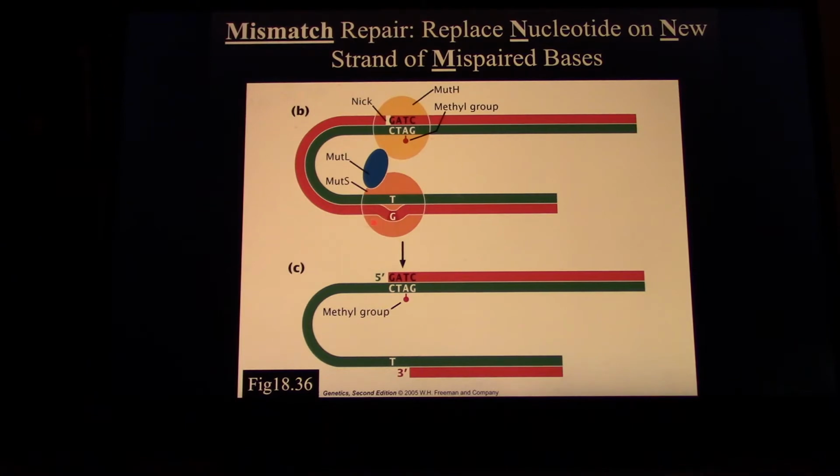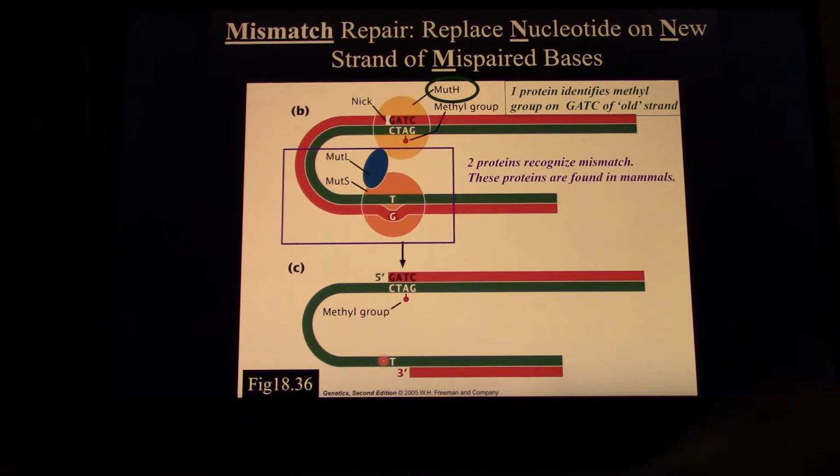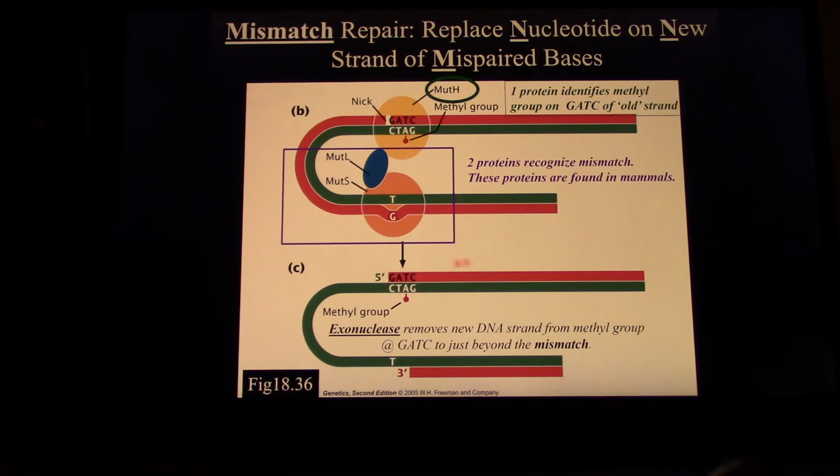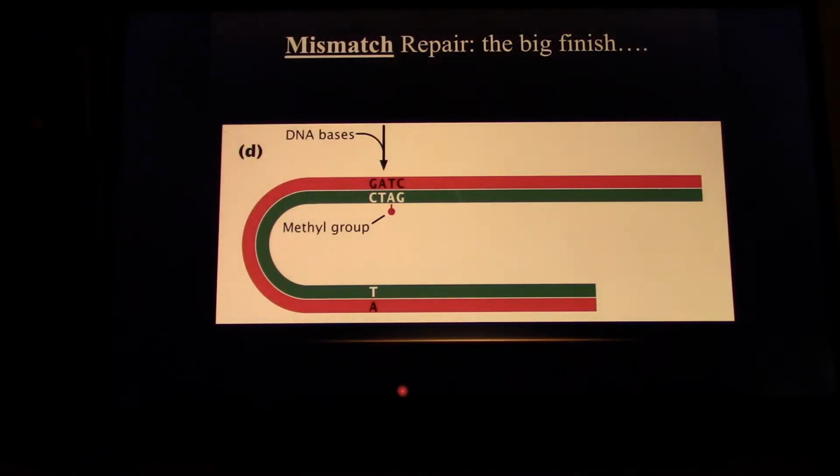We need to get rid of this, according to you, the G, not the T. And so they do that. They have an exonuclease that comes in here. So we get a protein that identifies the GATC of the old strand, and two proteins that recognize the mismatch. The exonuclease is going to come in and remove the DNA strand from the methyl group at the GATC to just beyond the mismatch, as you can see from this diagram.